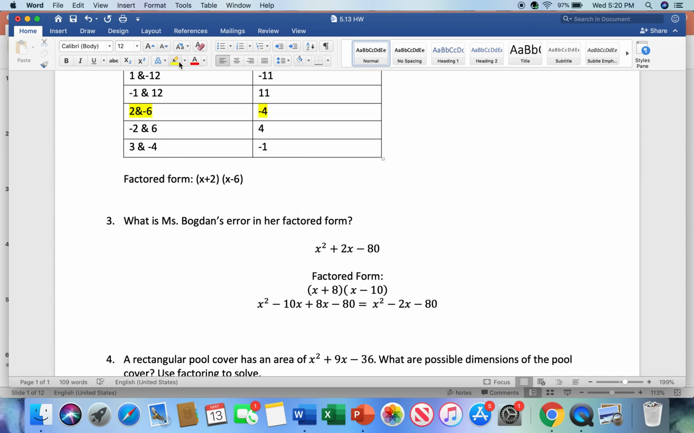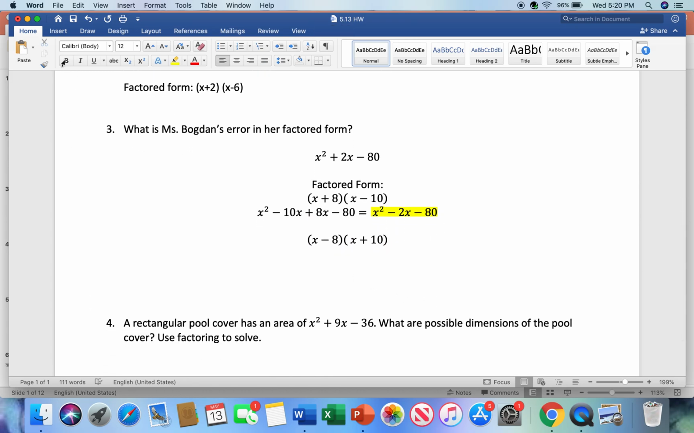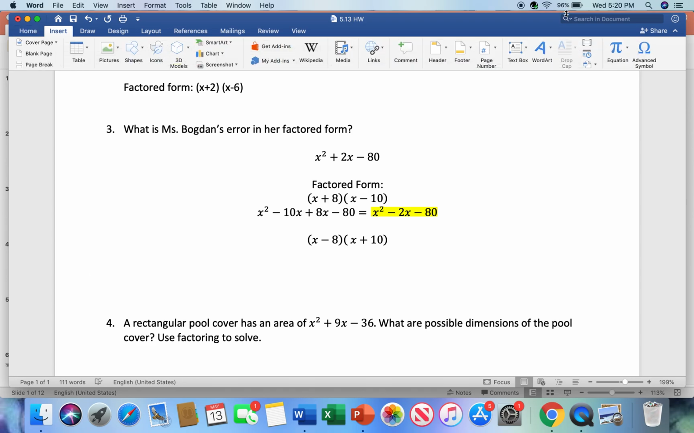Does this right here match the original problem? No. Why? Because this is negative 2, and up here in the original problem it's what? Positive 2. So what would happen if I did switch the signs of the numbers? So what if instead of positive 8 I have negative 8, and instead of negative 10 I have positive 10? So let's go ahead and multiply those out.